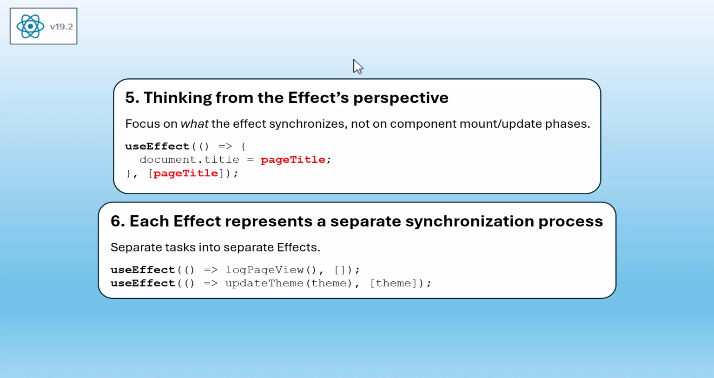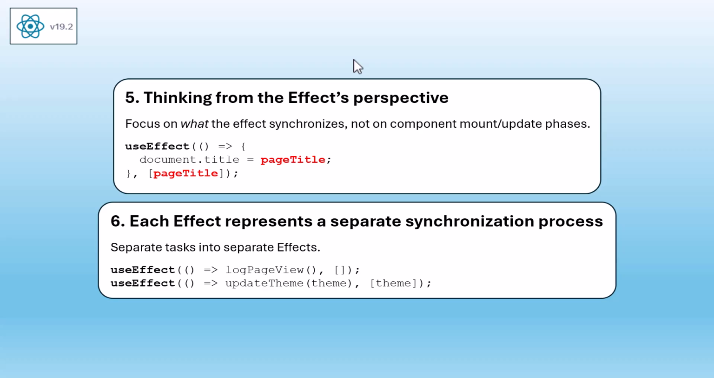5. Thinking from the effect's perspective. It's helpful to shift our mindset. Instead of thinking, what does this effect do when the component mounts, updates or unmounts? It's better to think, what does this effect do? How does it start? How does it stop? Each time it needs to. This way you treat each effect as its own independent process of synchronization, rather than forcing it into the component lifecycle framework.